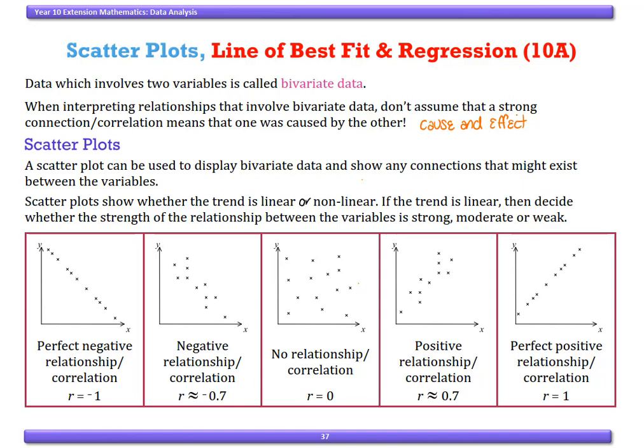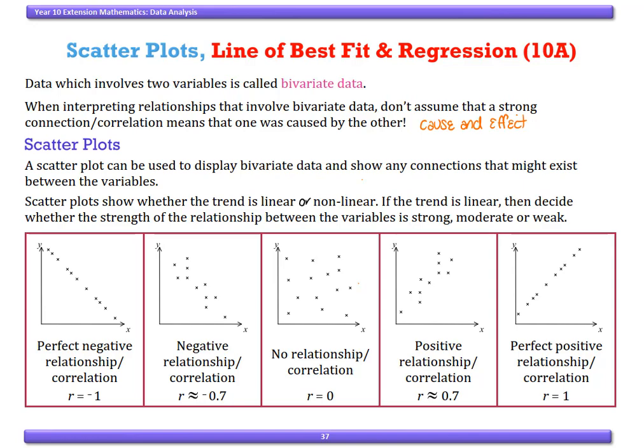A scatter plot can be used to display bivariate data and show if any connections might exist. So it gives us a visual of what's happening between the variables. Now scatter plots show whether the trend is linear or non-linear. And if the trend is linear, we're going to decide whether the strength of relationship between the variables is strong, moderate, or weak. If you go into mathematical methods, you'll look at things other than linear. Okay, so you might look at exponential, for example.